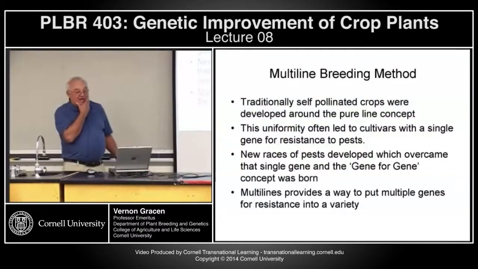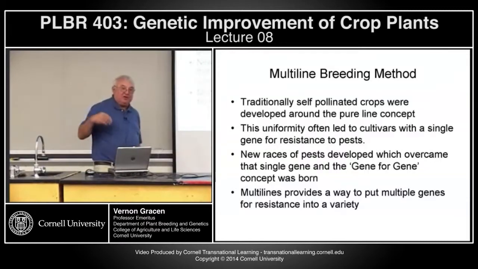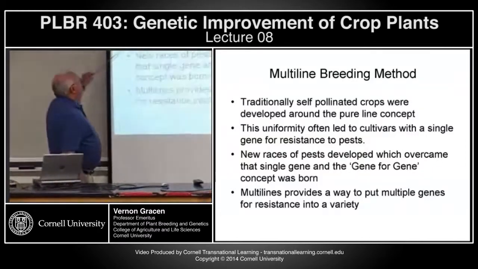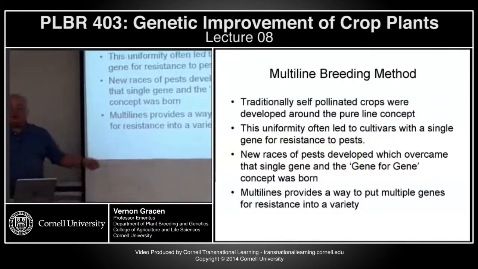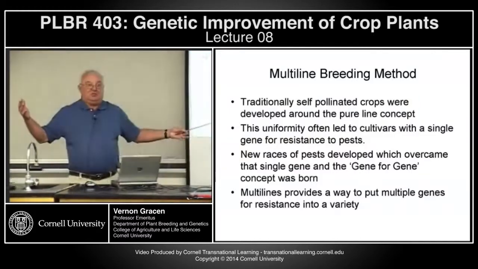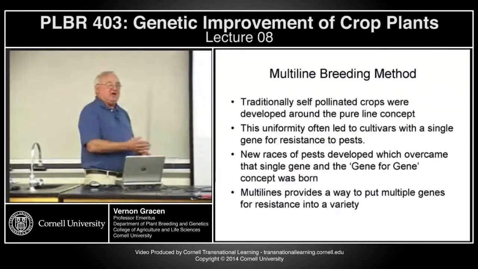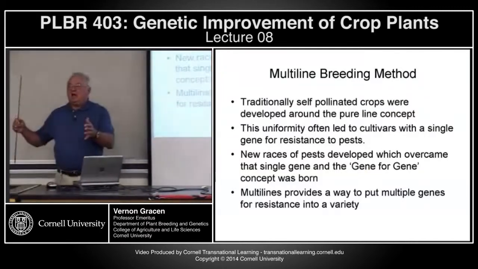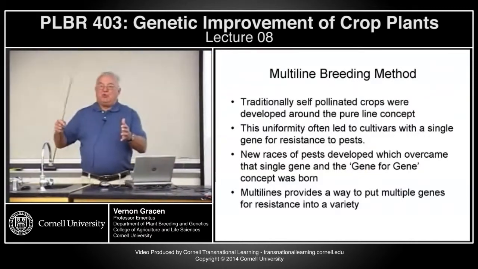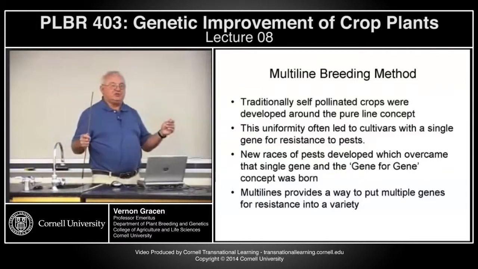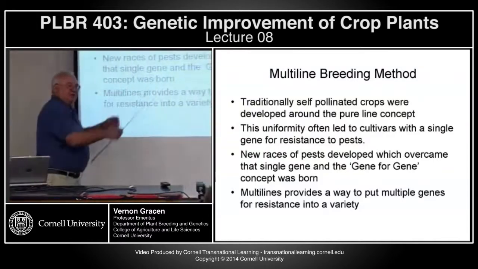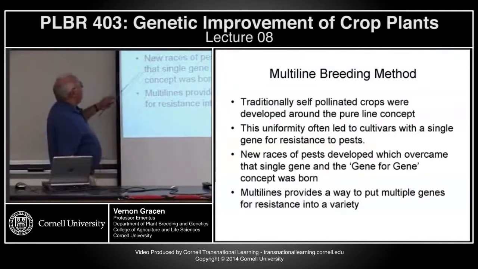All right, and multiline breeding. We'll talk about this a little bit later when we talk about breeding for disease and insect resistance. Traditionally, these self-pollinated crops were developed as pure lines, which meant if they were developed from a race of wheat in Turkey, they carried maybe one or more major genes for resistance to diseases like rust that were present where that population evolved.